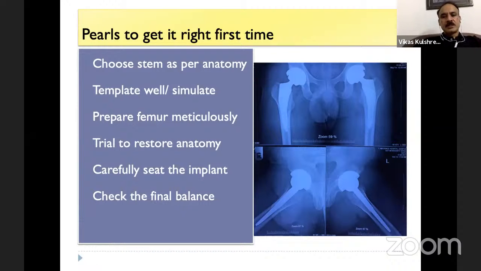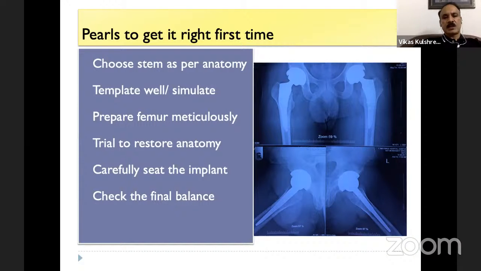So what are the pearls in an uncemented stem? You need to choose the stem as per anatomy. Unfortunately, as compared to the cemented stem, where you could prepare the bone universally the same way, here it should be as per the design you're using. So handling of that stem should be known to you.